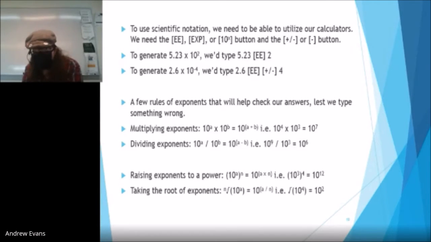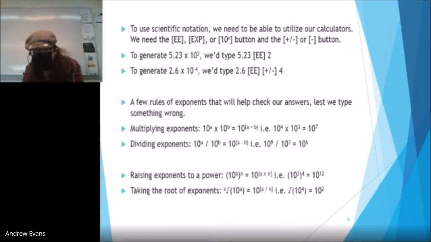Dividing is the same as subtracting. So if I have 10 to the ninth divided by 10 to the third, it becomes 9 minus 3, or 10 to the sixth. So you can kind of tell, is this number looking right when you punch it into your calculator based on how big or small it should be.